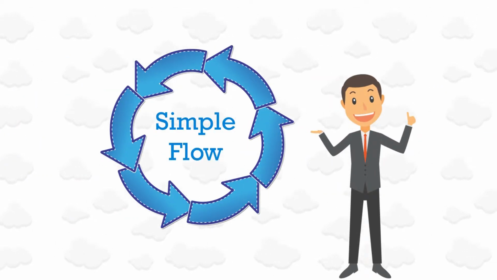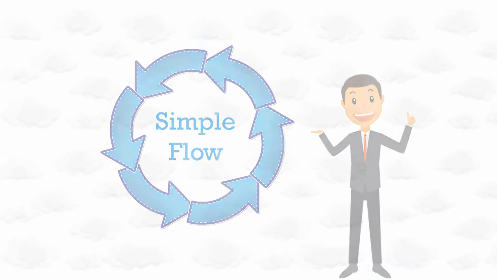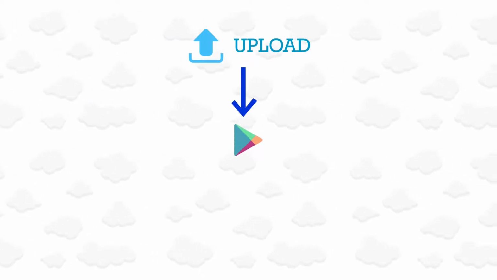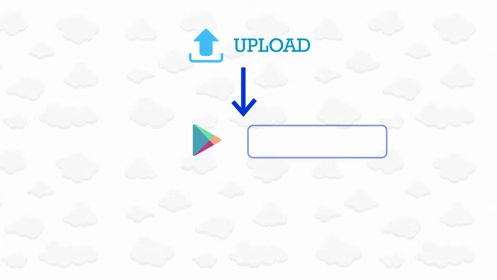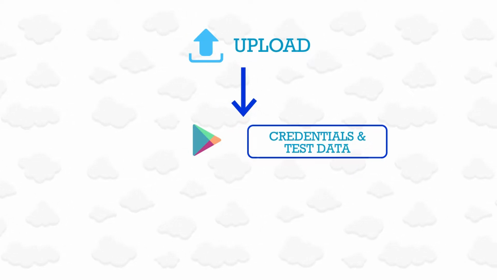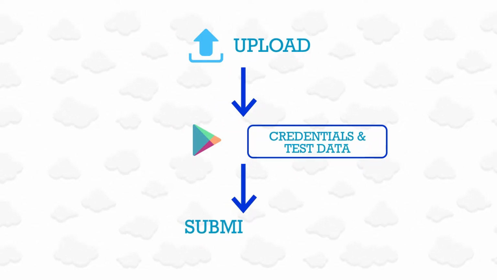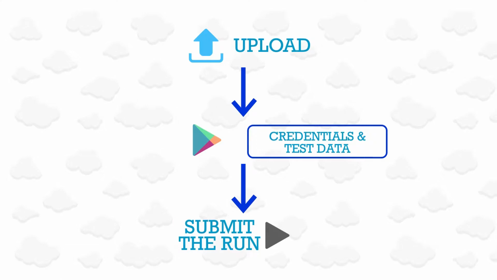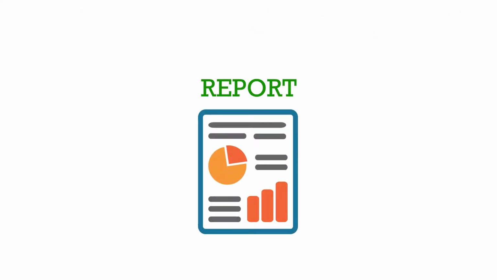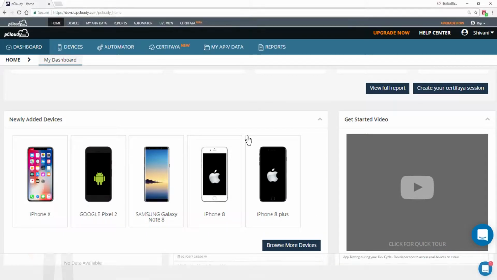The flow is simple. As the first step, you need to upload and select the app for Certifaya run. Provide app credentials if required. The last step is to submit the run. Once the run is complete, you get the report. Let's see this flow in action.